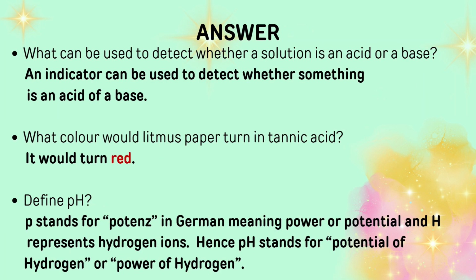An indicator can be used to detect whether something is an acid or a base. Litmus paper would turn red in tannic acid. P stands for potenz in German, meaning power or potential, and H represents a hydrogen ion, hence pH stands for potential of hydrogen or power of hydrogen.